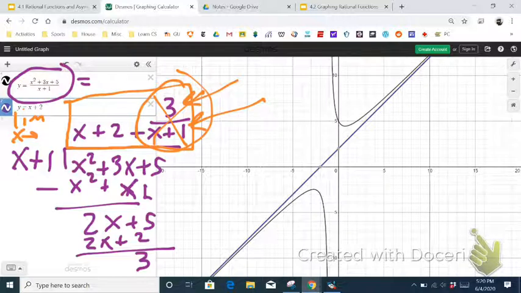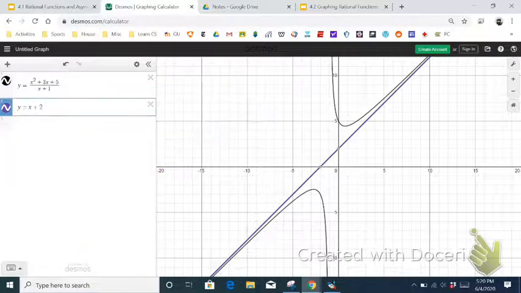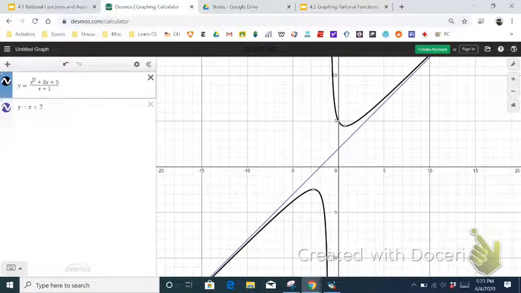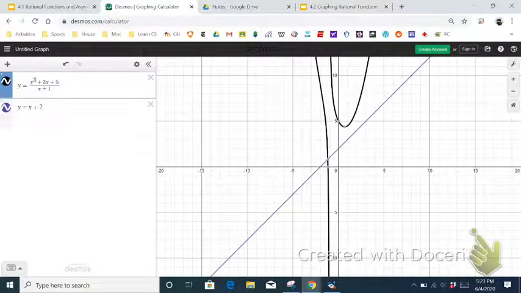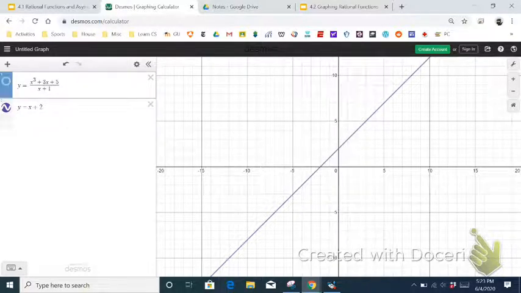So make a prediction right now. If I were to erase all this and make this a third degree polynomial, so I'm going to hit 3 and I'm going to hide this graph here. Oops, sorry. But pause the video and try to figure out what type of end behavior this would have. What would the asymptote look like when it's a cubic over a linear?